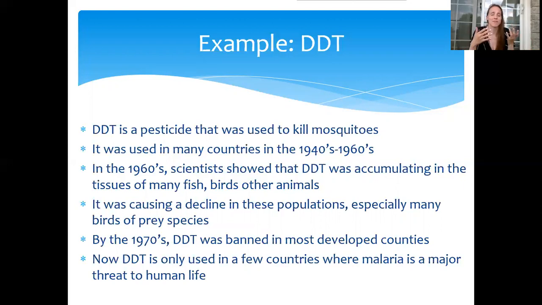Many of these governments have, rightly so, chosen to protect human life over bird life. But here in Canada and other places like in Europe, where malaria is not a big killer, it just wasn't worth it to kill the birds just so we don't have to deal with mosquitoes. So that was the trade-off that was made.